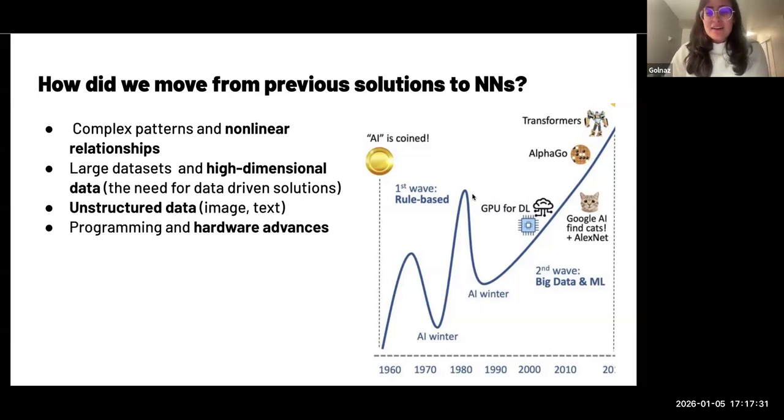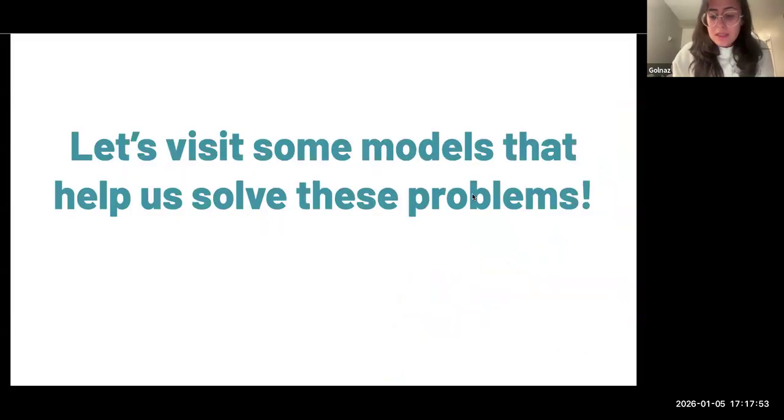And as I said, the main reason that they work is larger data sets and the fact that we have the ability to do all the computations needed to train these models, because usually training them is harder than using the traditional machine learning methods. So with that introduction, let's visit some of the neural networks that can help us solve these problems that we talked about.